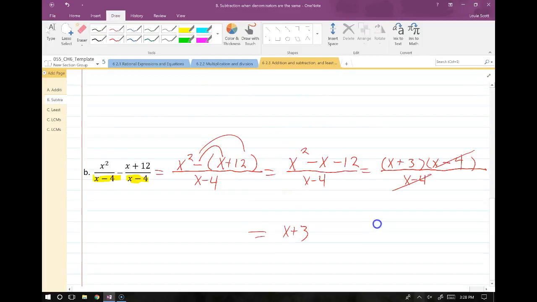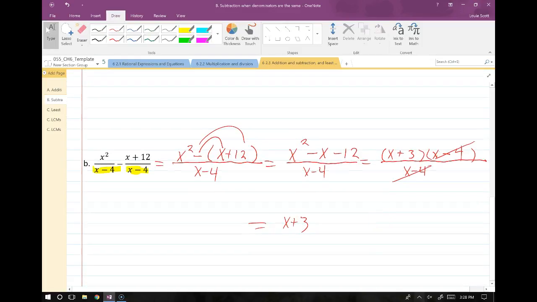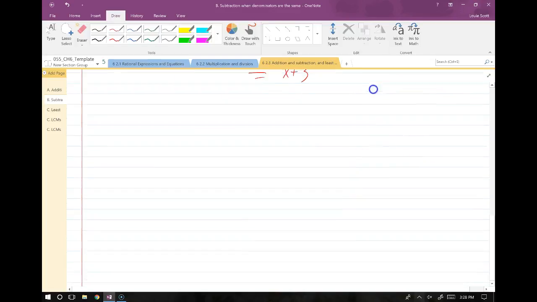So keep in mind as we're doing all these, they're not sticklers about it at this point, but later on they're going to be more insistent that you start restricting your values. So as we go through these, just remember, oh yeah, for this problem, x could never equal positive 4. We'd restrict those values. So just keep that in mind as we go through.